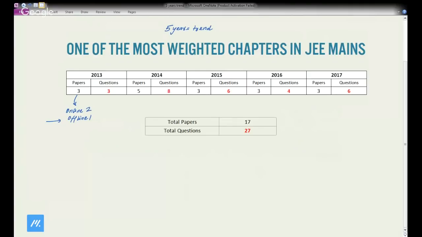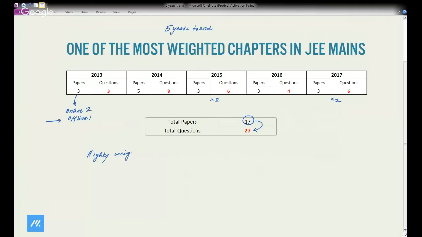In 2015, two offline, one online, two online, six questions. So you can see the multiplier is almost two. Here, three papers, four questions. Here again in 2017, three papers, one offline, two online, six questions. Again, the multiplier is two. So there were a total of 17 question papers at JEE Mains, of which 27 questions came from sequence and series. Very high weightage, highly weighted topic.